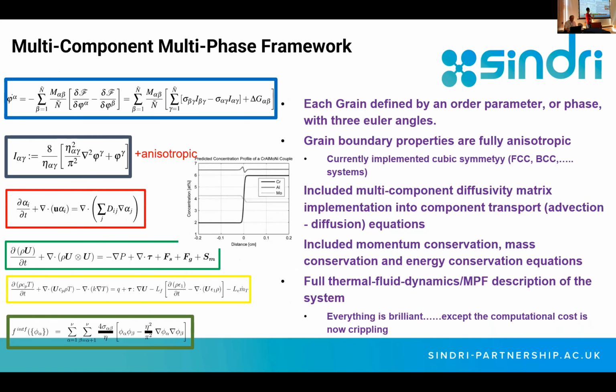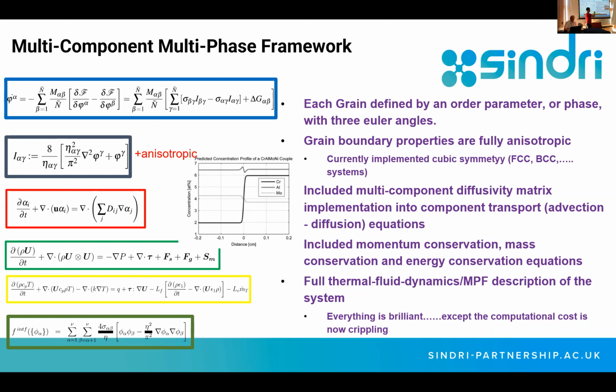So this is the full framework then. I've just put plus anisotropic because that's that term. I don't want to put that again. So it's fully multi-component. We have a diffusion matrix, so we have n by n components, so n-1 by n-1 multi-component diffusion terms we have to solve.